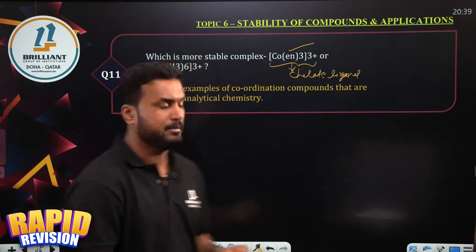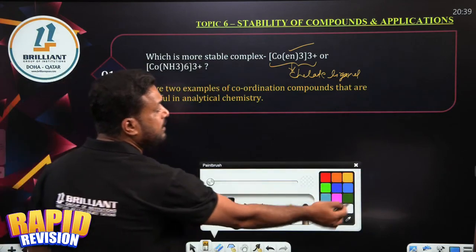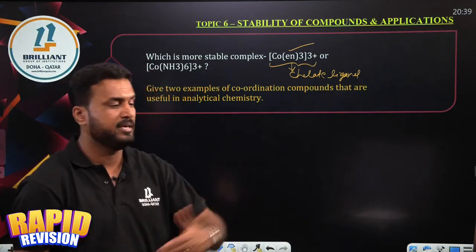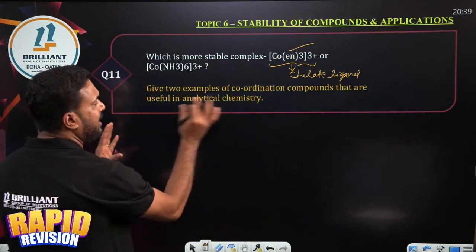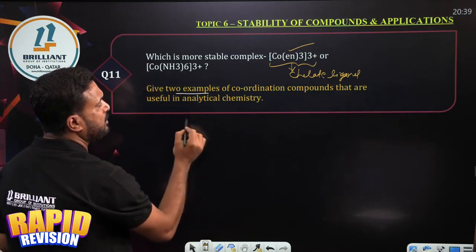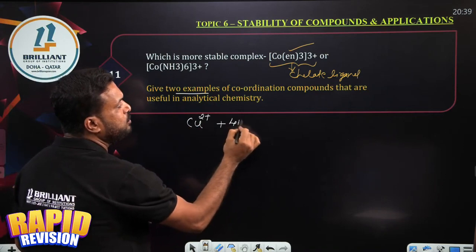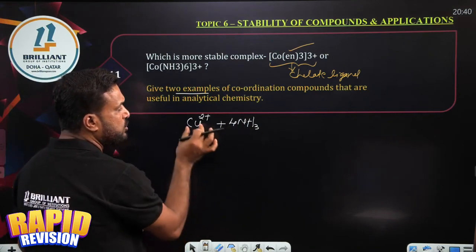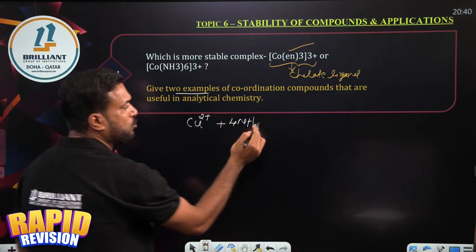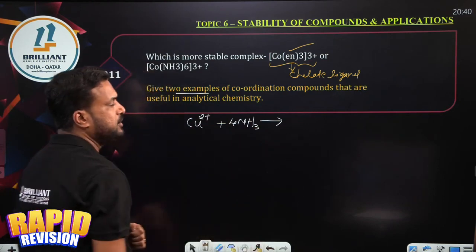You know what is analytical chemistry? Analytical chemistry means identifying ions, like the salt analysis we did. We have so many examples; I'll write two. You know that Cu2+ ions are identified by using which ligand? Ammonia. If you add excess ammonia to copper, you get a deep blue color, as we learned.